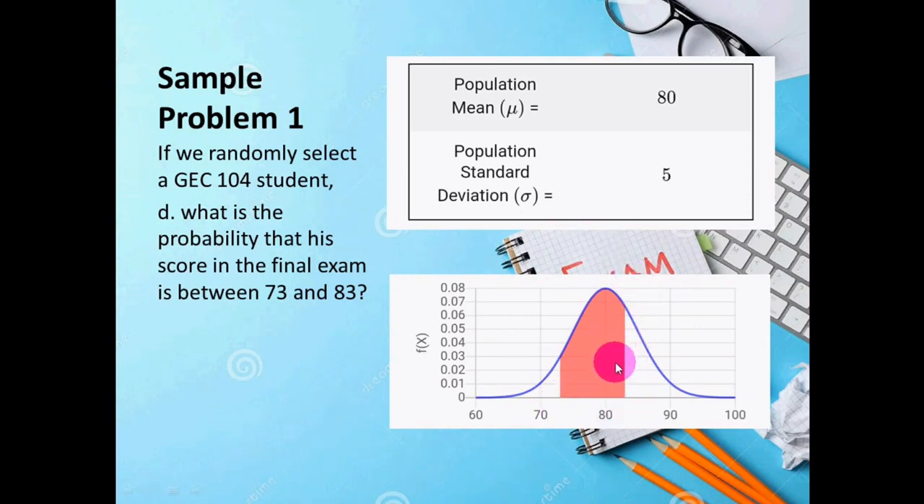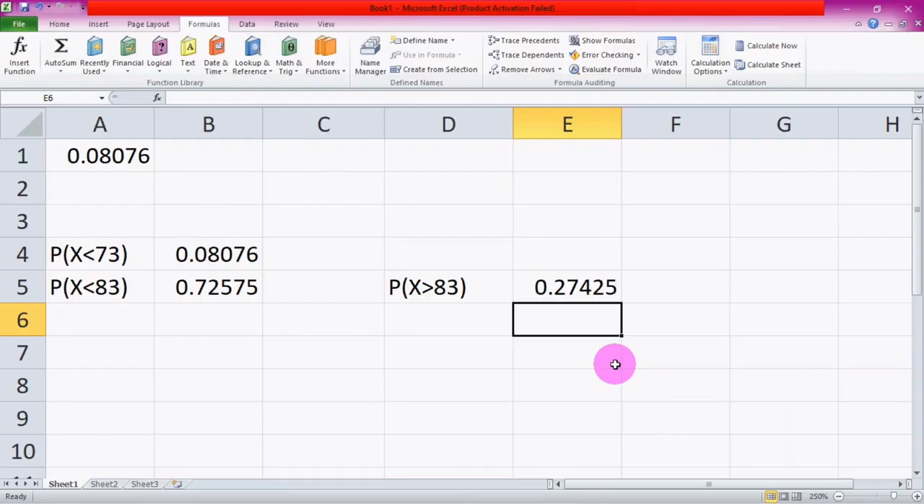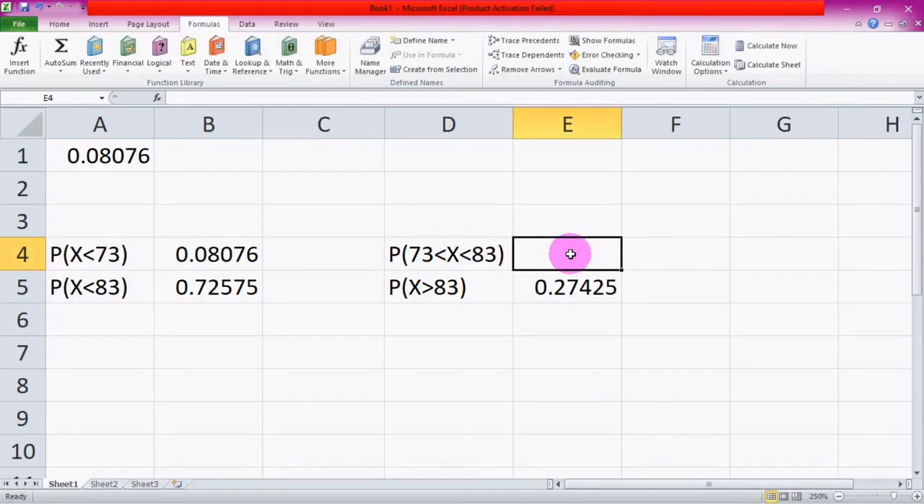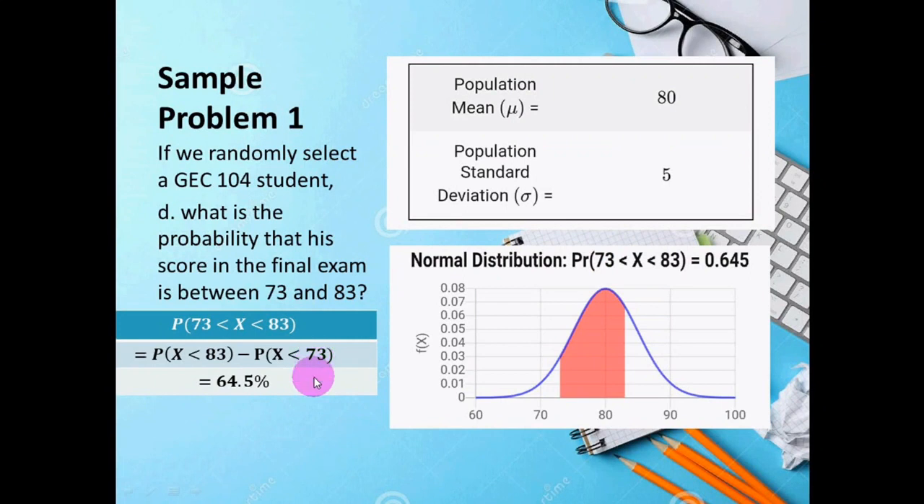So using Microsoft Excel, we have the formula equal to the area to the left of 83 minus the area to the left of 73. So since we have computed these two areas, or these probabilities earlier, we just have to subtract, then press enter. We have the probability that x is between 73 and 83. If we round this off, we have 0.645.